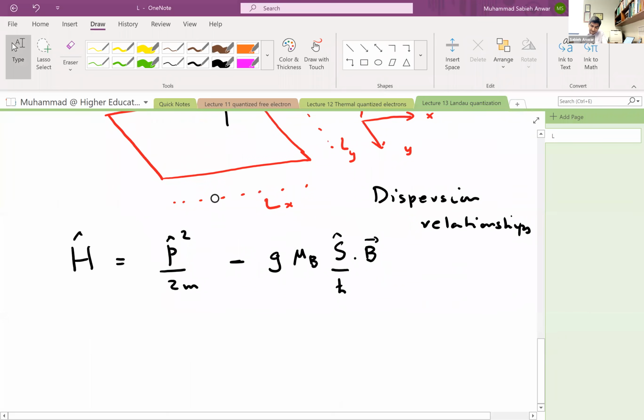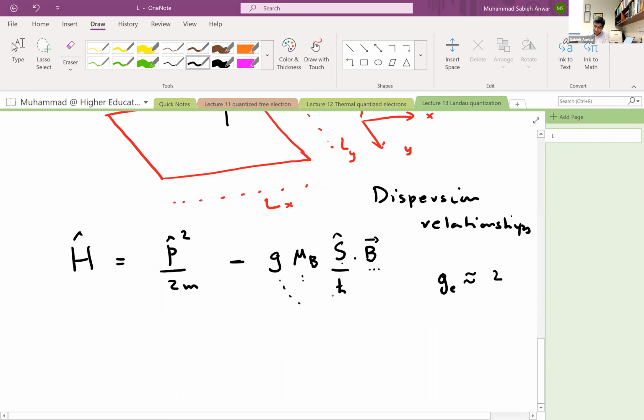So the second term that I've written here in the Hamiltonian is the Zeeman term. B is the magnetic field in a particular direction. S is the spin angular momentum. Mu B is the Bohr magneton. And G is the Landé g-factor, which for an electron is almost equal to 2. And I think you've learned about this in your quantum mechanics 1 or quantum mechanics 2 courses.